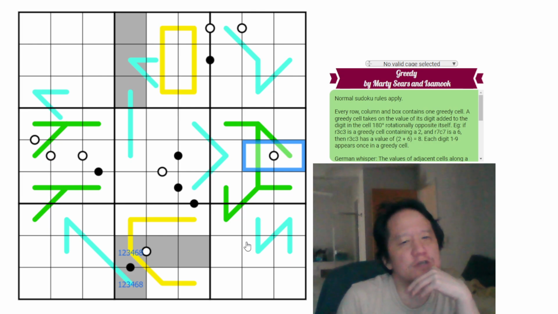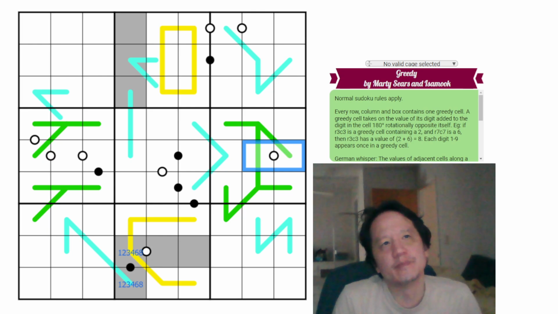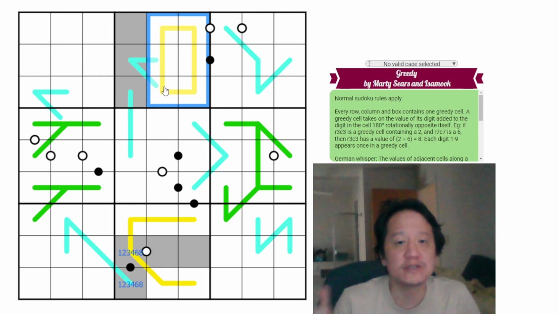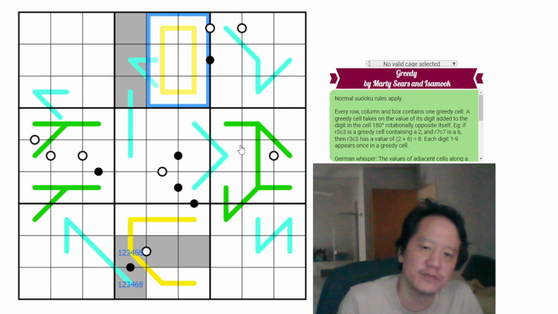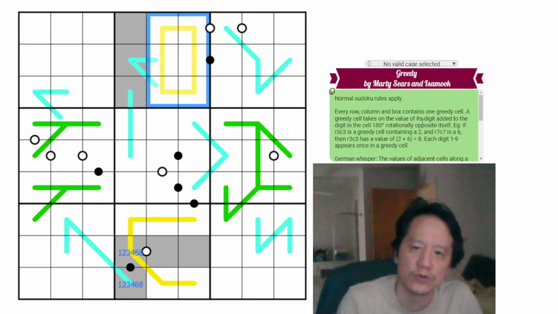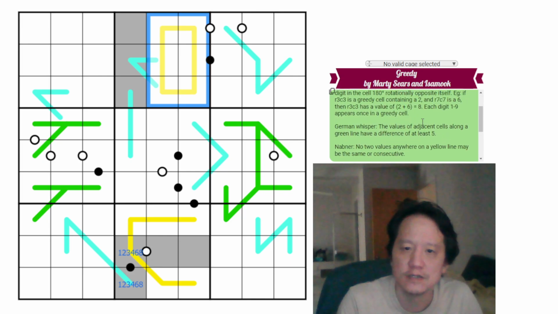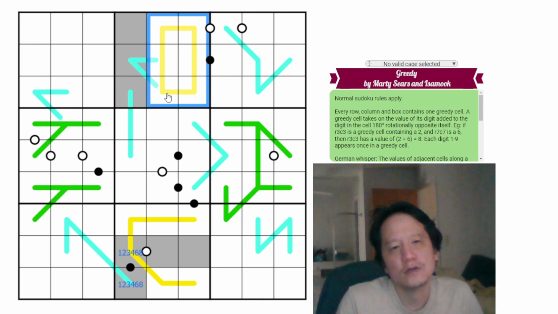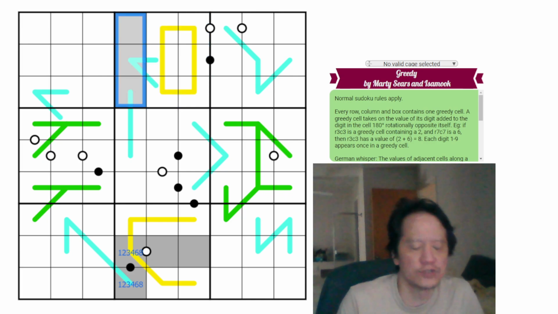Oh, wait. Interesting. One thing about the Nabner line that I didn't think about is it has to be 1 through 5, right? I'm sorry, 1, 3, 5, 7, 9. It has to have those 5, because if it doesn't, then something's going to be consecutive with the non-greedy cell. So this has to be 1, 3, 5, 7, 9. And then the greedy cell has to be 2, 4, 6, or 8.